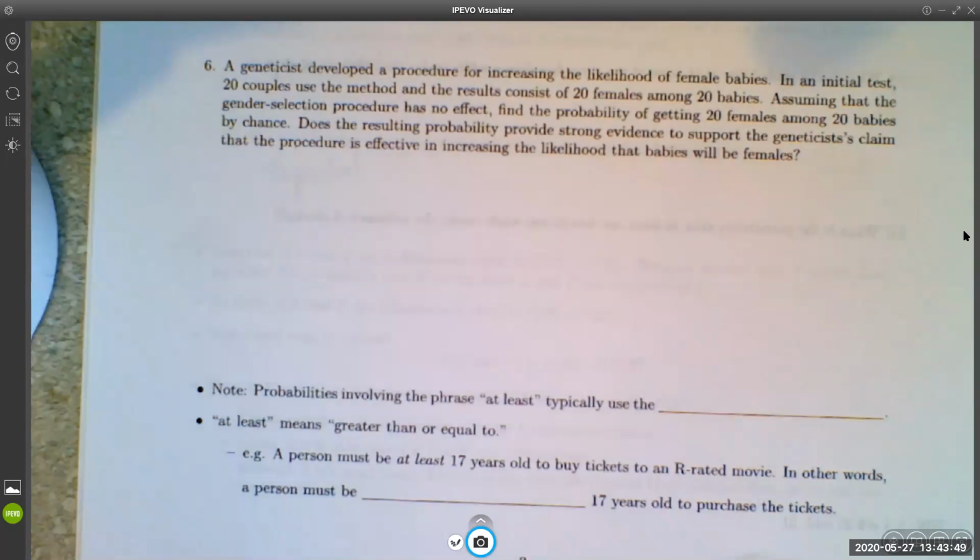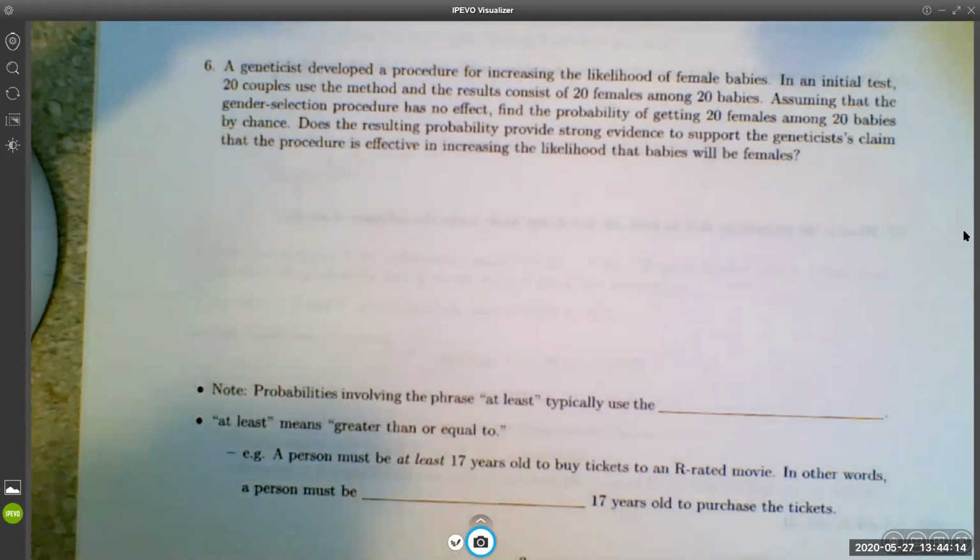Anyway, it says, assuming that the gender selection procedure has no effect, find the probability of getting 20 females among 20 babies by chance. Okay, so we'll do that. And then it says, does the resulting probability provide strong evidence to support the geneticist's claim that the procedure is effective? In other words, this geneticist has developed this procedure that will select for female babies, right? So they'll make it so that if you get pregnant, you're going to get pregnant with a girl, right?